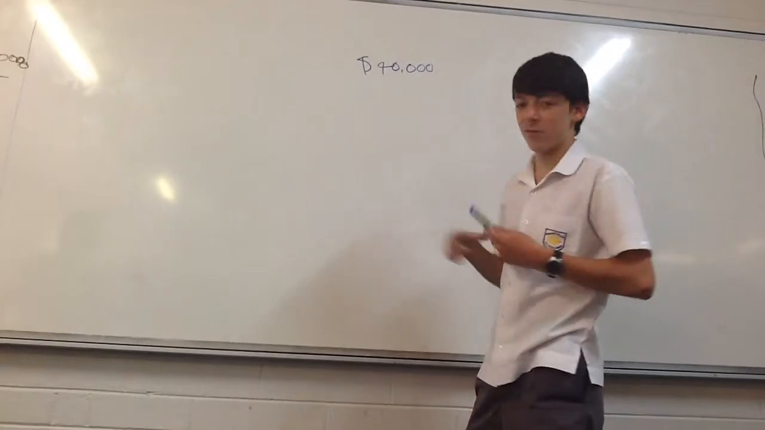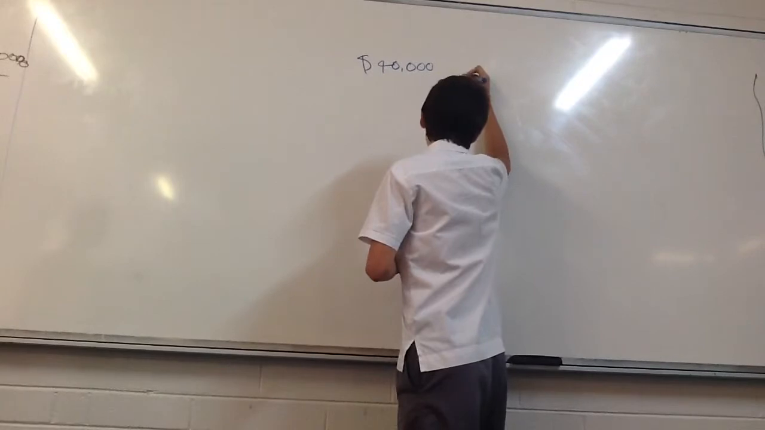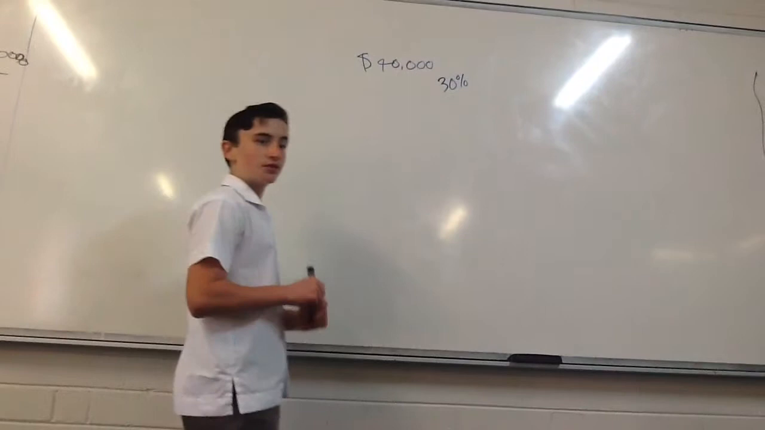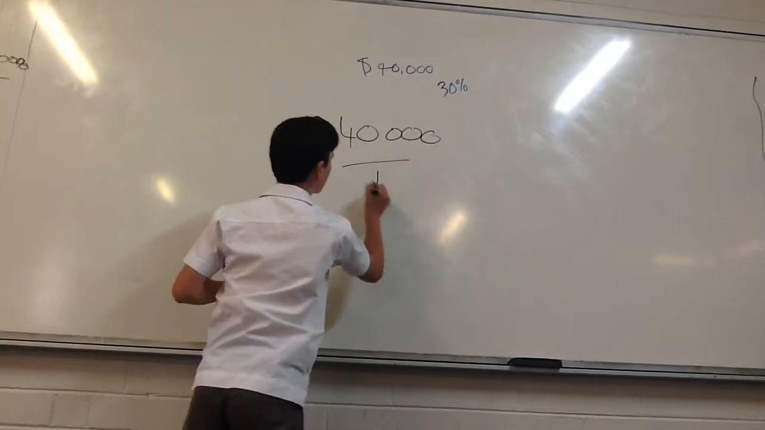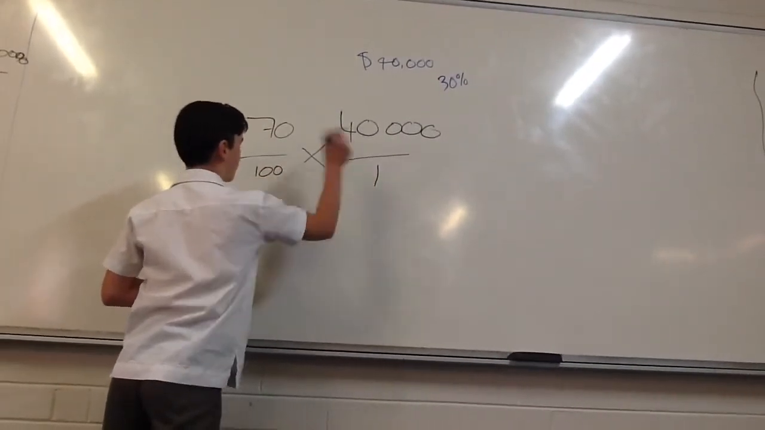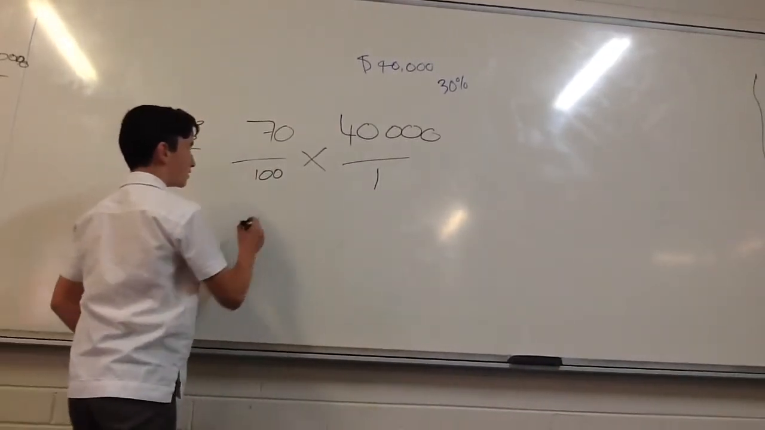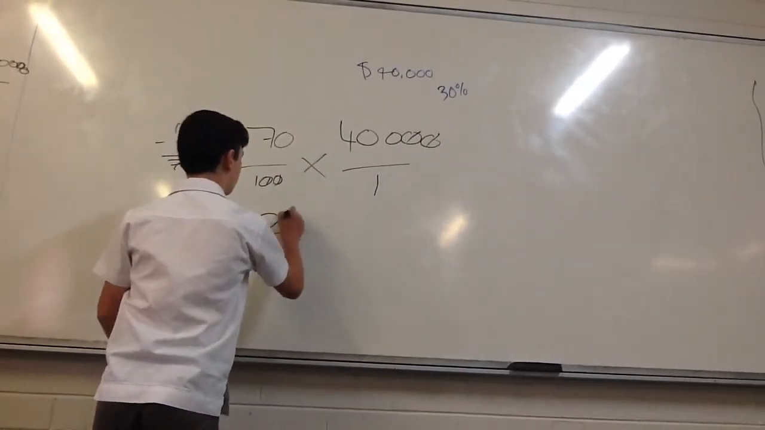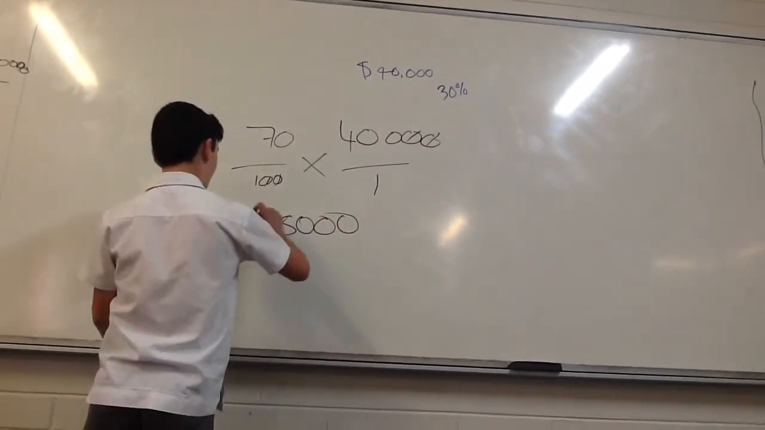Then, this $40,000 car, after 3 years, it decreased by 30%. So, Craig, how much was it worth after 3 years? So we do the same as before, so we do 40,000 over 1 times 70 over 100. Because we're doing, once again, 100 minus 30 is 70. And then we cancel that down again, which then equals $28,000.